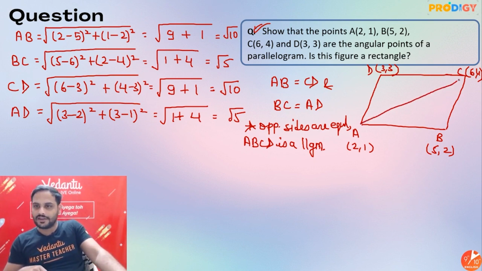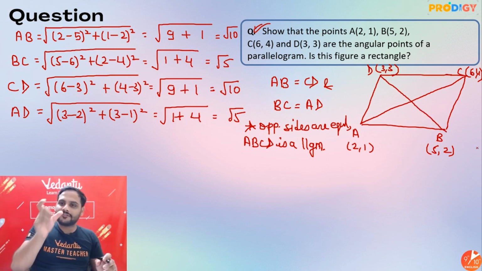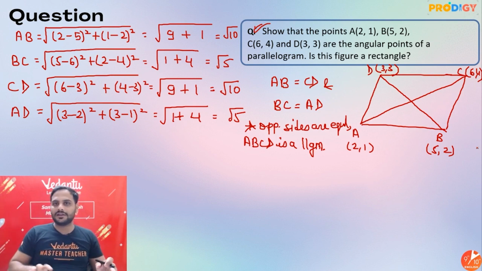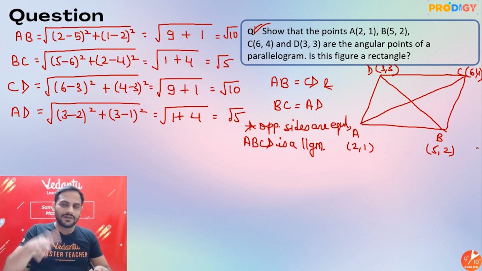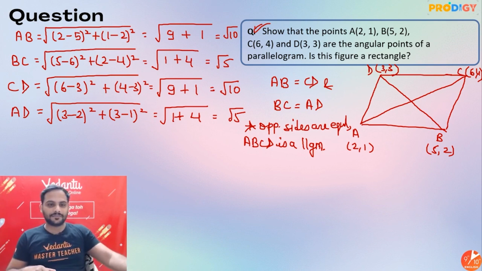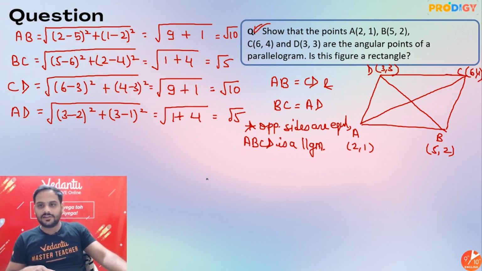So dekho, if I find out the length of AC and BD, if the length of AC and BD is equal, diagonals are equal, I can say ABCD is a rectangle. But if the length of diagonals are not equal, I'll say it is not a rectangle. Okay? So let's now find out the length of AC and BD.